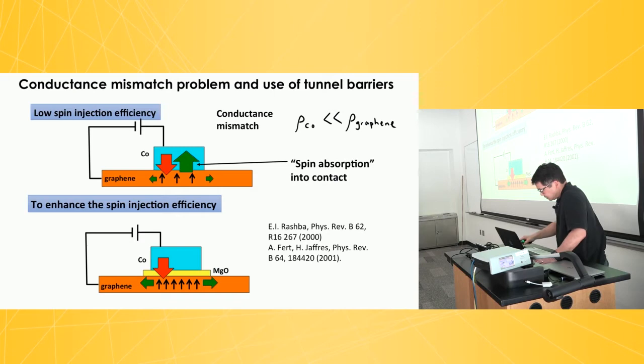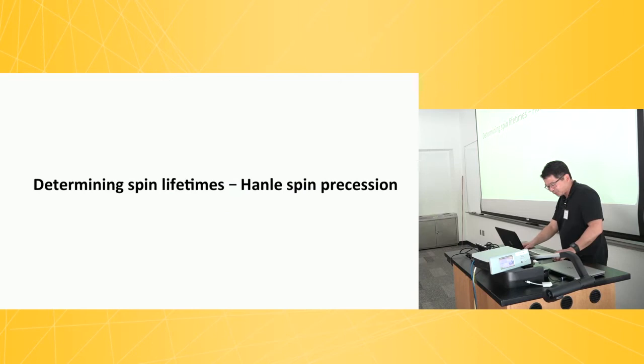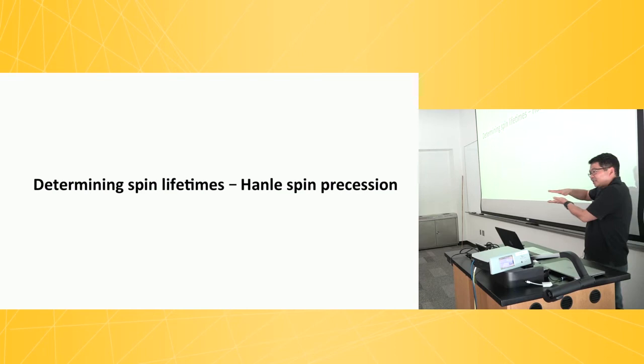The only challenge is to make nice films growing on graphene, and if you do epitaxial growth on graphene, you notice that everything balls up and doesn't want to be smooth. So we did various tricks on that, but I won't get into that. So that's the spin injection, spin transport part of the deal.